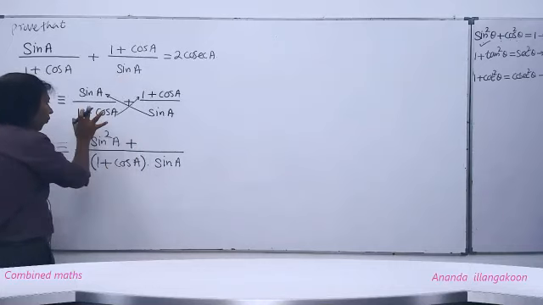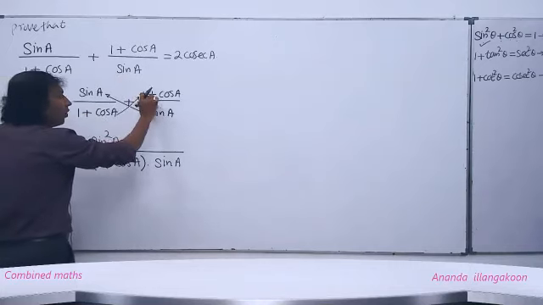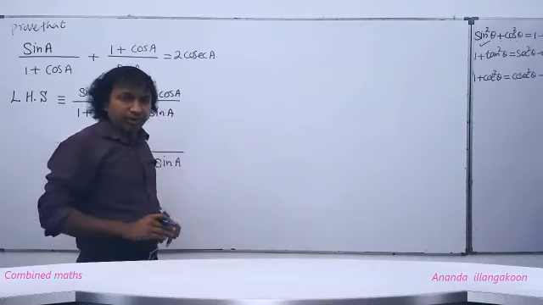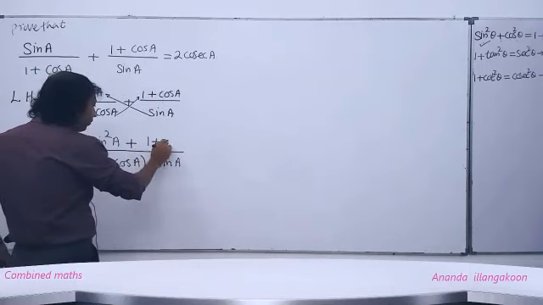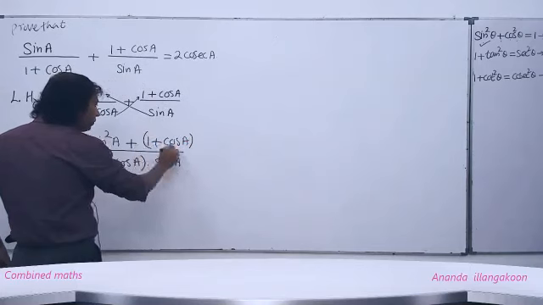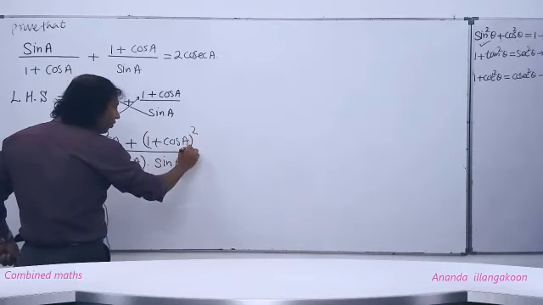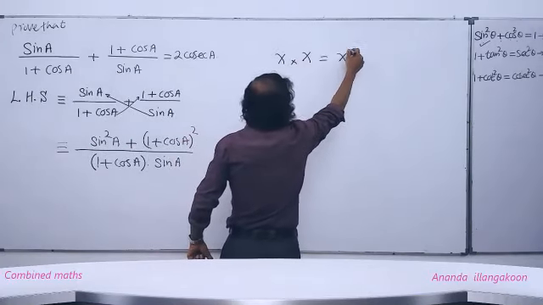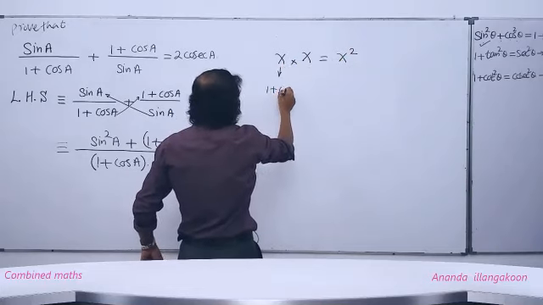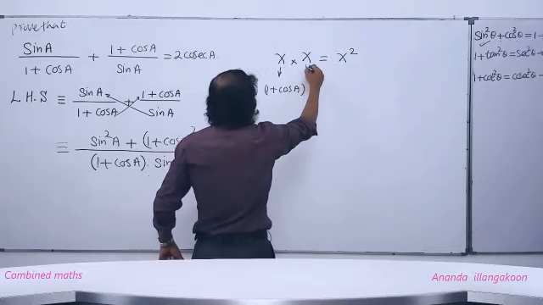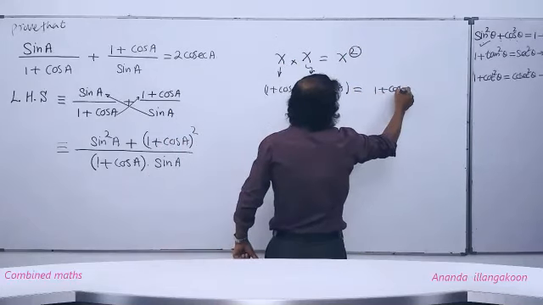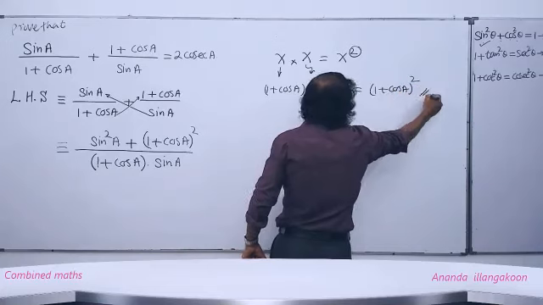Plus, people, 1 plus cos A multiplied by 1 plus cos A. What is that, people? 1 plus cos A squared. Correct, no, people? That is very simple thing, right? X multiplied by x is written as x squared. If this x is 1 plus cos A, and this x also 1 plus cos A, then we must write that as what? Here x is 1 plus cos A, and this way we can write.